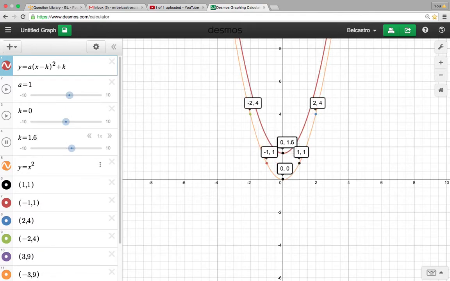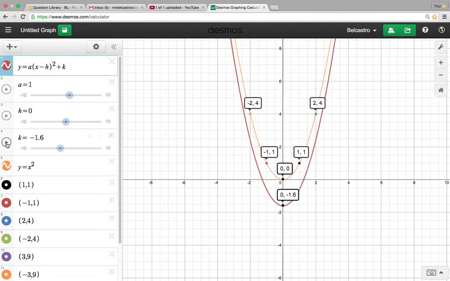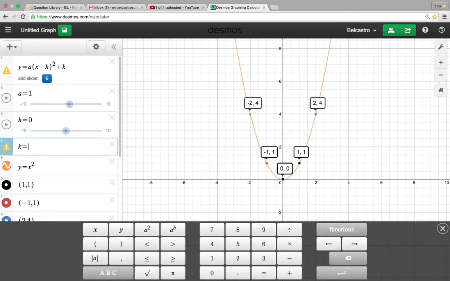So that's what it does. It just shifts the whole thing. The way it's drawn is the exact same each time, but it just shifts it up and down depending on what other value you put in for there. So k moves it up and down. Let's go back to 0, so we start at the middle again.